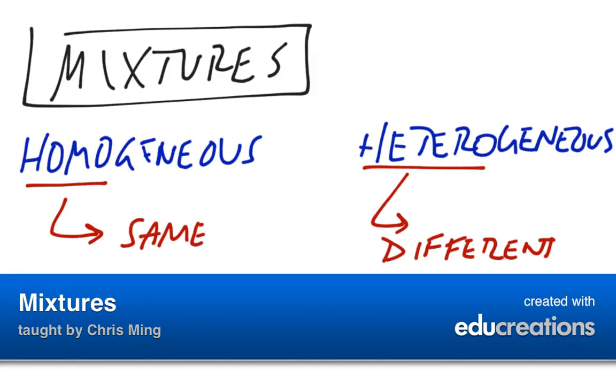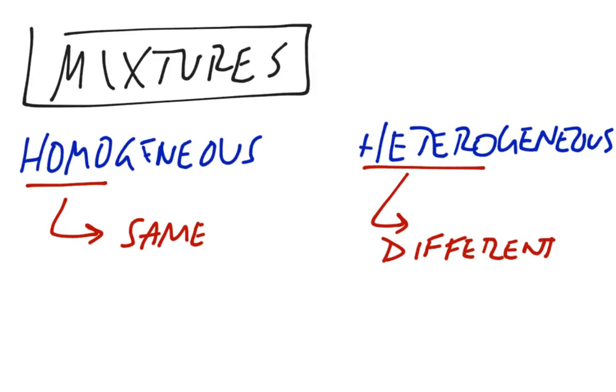Mixtures are physical combinations of multiple compounds and/or elements. There are actually two different types of mixtures. We have homogeneous and heterogeneous. The prefix homo is Greek for same, and the prefix hetero is Greek for different. So when we're talking about homogeneous versus heterogeneous mixtures, we're talking about their consistency.